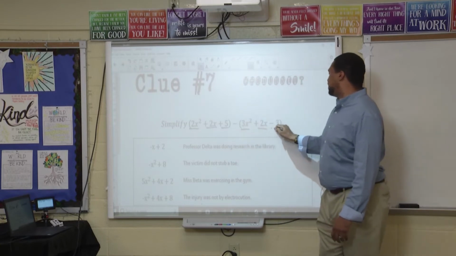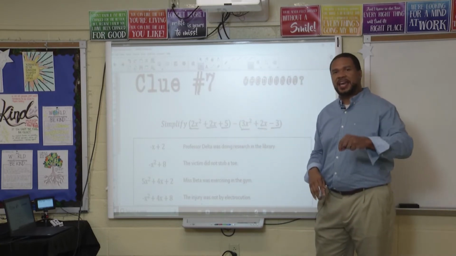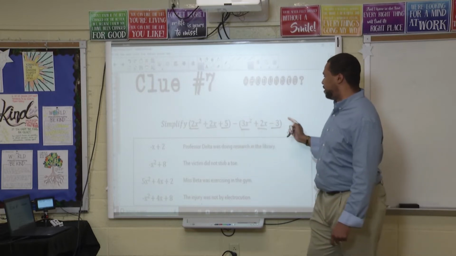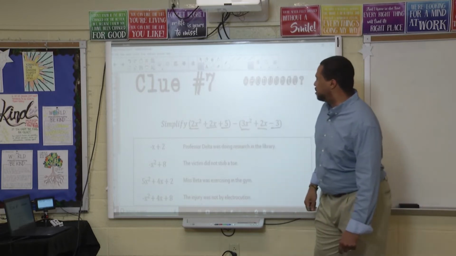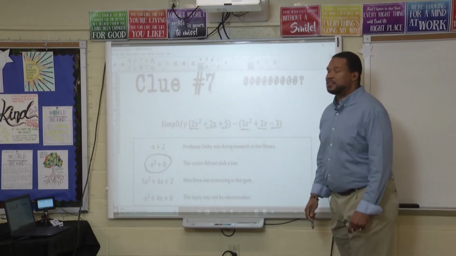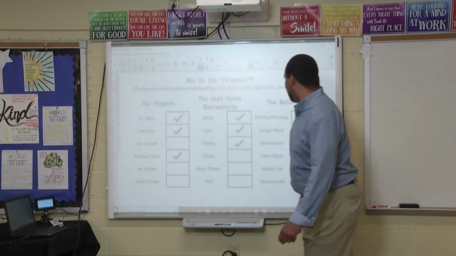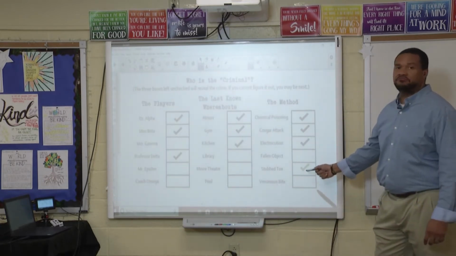5 minus negative 3. 5 minus negative. Once again, you have a minus a negative. That becomes addition. 5 plus 3 is 8. So that leaves us with negative x squared plus 8. So the victim did not stub a toe. So we mark that off our box. Stub a toe. Did not happen.